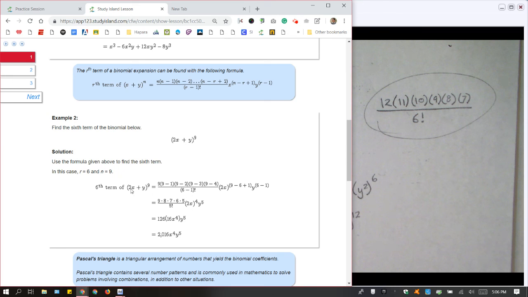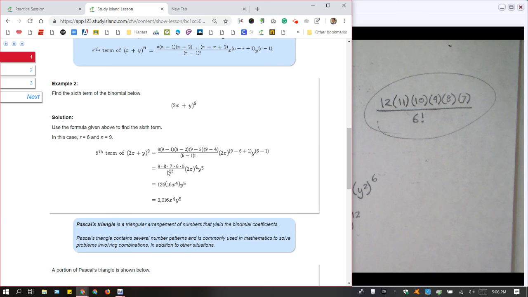So it has that, and then what's their x? Their first term is 2x. So it's 2x to that, and then their y to that. It's the exact same pattern that we just followed. And then 9 times 8 times 7 times 6 times 5 divided by 5 factorial. Plug that into a calculator, you get 126. 2x to the fourth power is 16x to the fourth. y to the fifth is just y to the fifth, and you get your answer right there. Hopefully this is enough. Let me know if you have any other specific questions or any problems that trip you up.